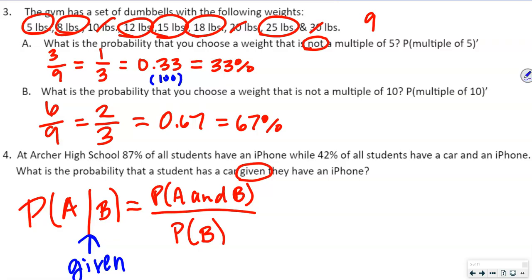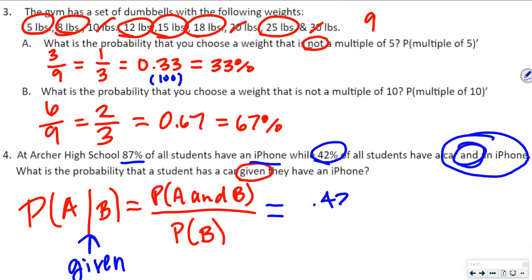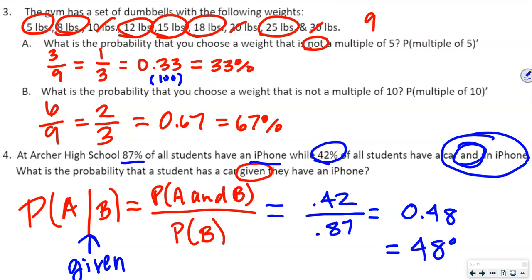So Archer High School has 87% that have an iPhone. That's one thing, right? 87% iPhone. Then we've got this 42% have a car and an iPhone. Y'all see that right there? Car and iPhone. So where's that go? That goes on the top, the 0.42. Then we're going to divide that by our 0.87. Here's the hack. The smaller number is always, always, always going to go on the top, okay? So just go ahead and do that on your calculator right now. And you should have got 0.48, which is equal to 48%. Again, remember, you just multiply that 0.48 times 100 to get the percent, okay?